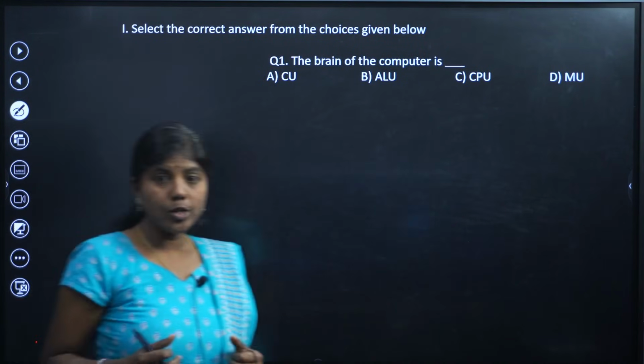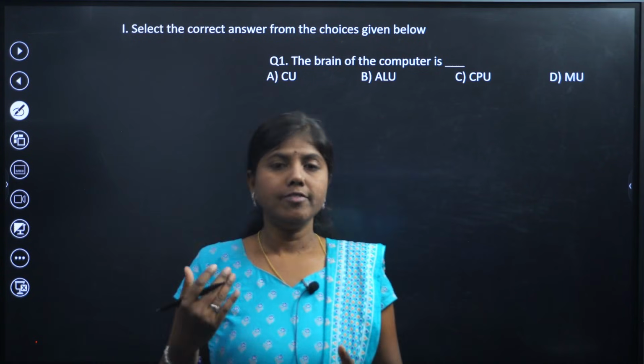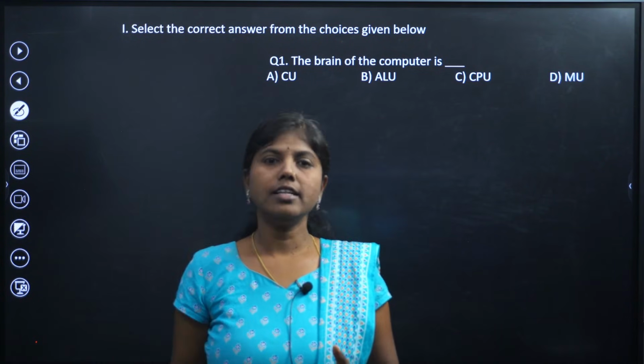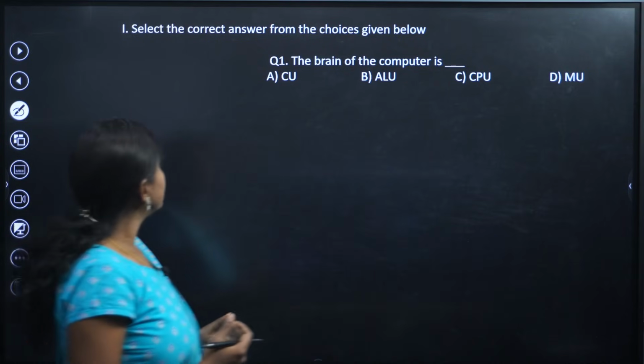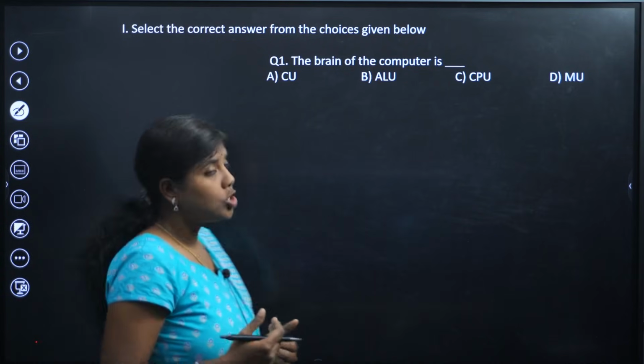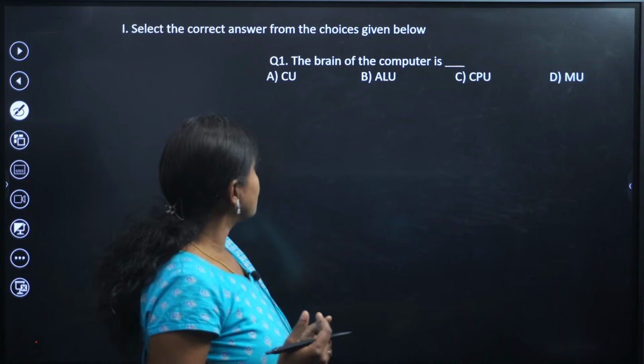The very first question, of course, the flow goes like that only, MCQs. And we have 1 marker, 2 marker, and then 3 marker, and then 5 markers. Clear? So what is the first question? Select the correct answer from the choices. Definitely it is going to be the MCQs, multiple choice questions.